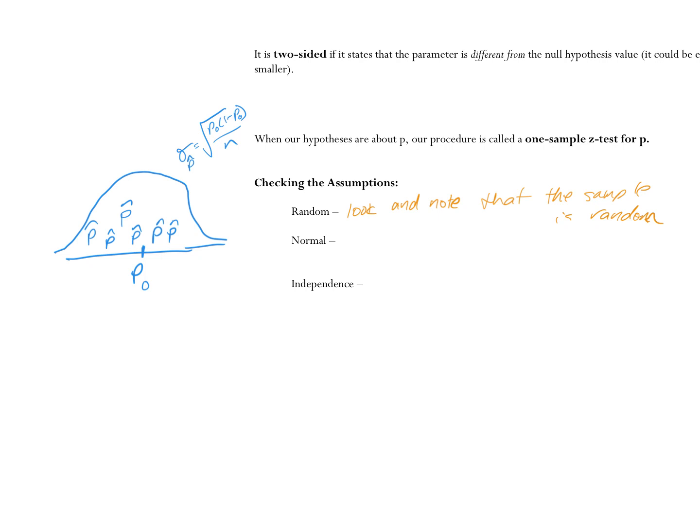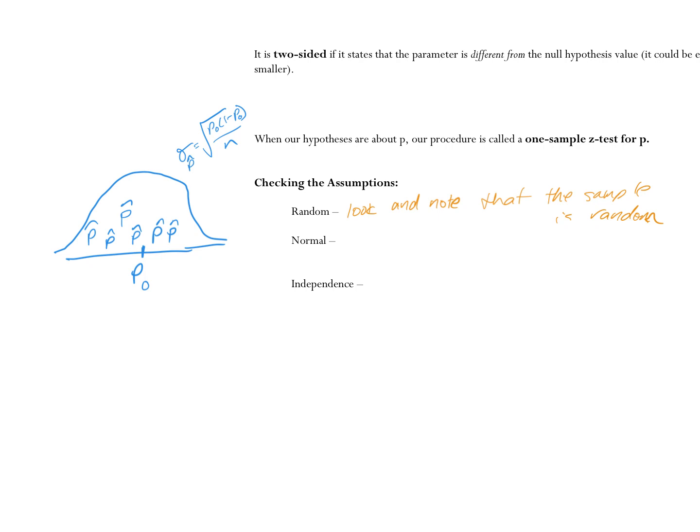Okay? The general rule for the p-hats to be normal is np and n times 1 minus p both have to be greater than or equal to 10. And when we were doing the intervals, we had no value for p, so we had to use p-hat. Cool? Do I have a hypothesized value for p when I'm running the test? I sure do. I'm assuming that that null hypothesis is true.